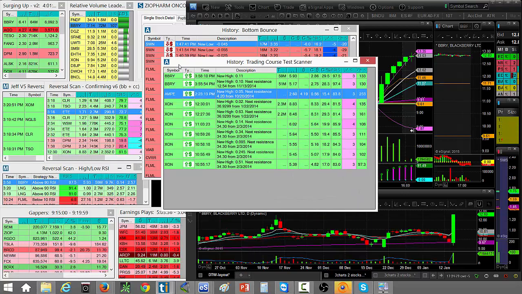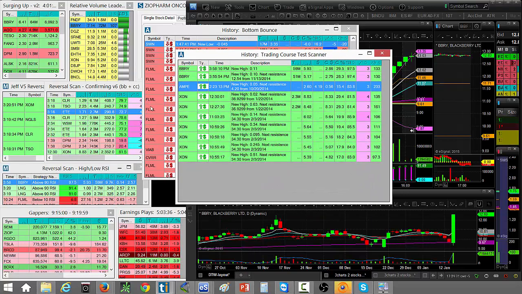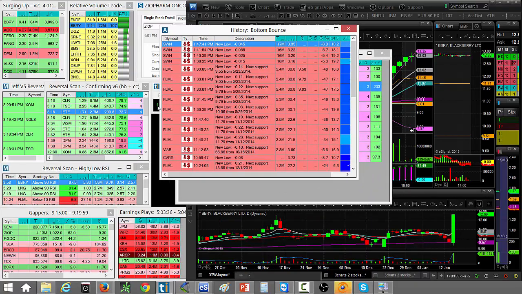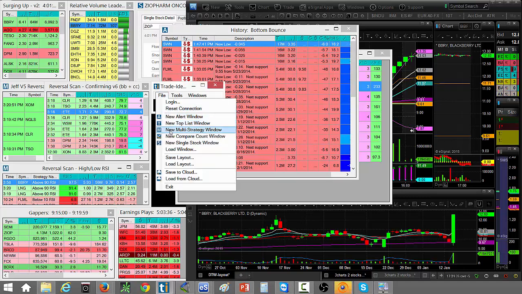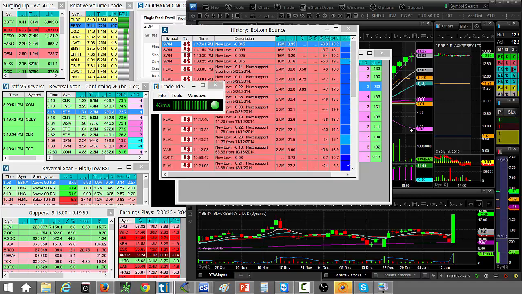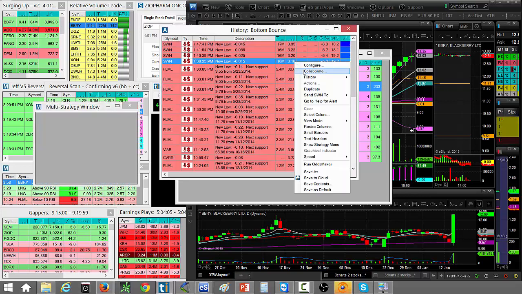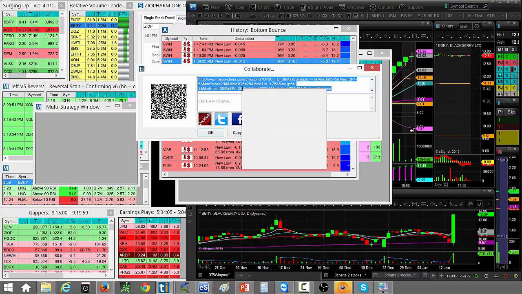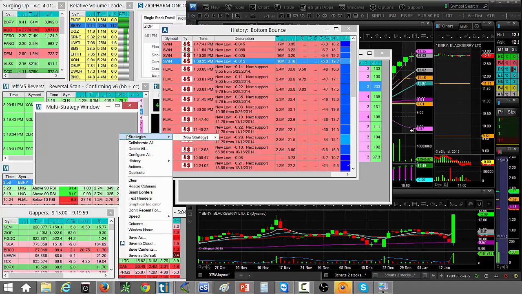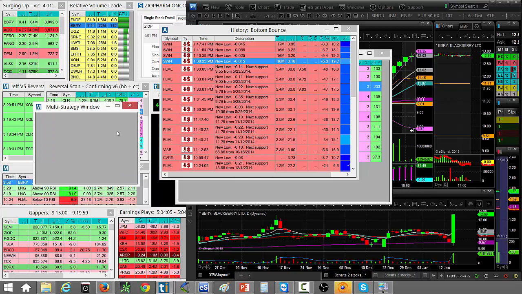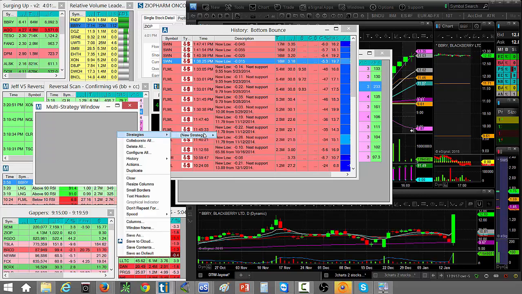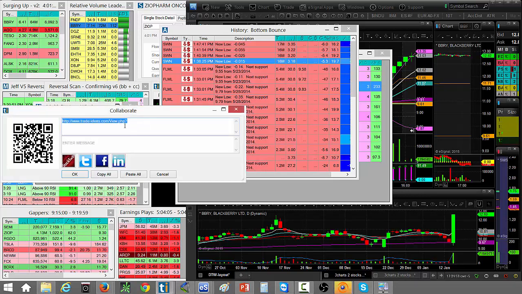So now we have these two scanners, but what you're probably thinking is, geez, that's really clunky. So let's make a new multi-strategy window that we were talking about before. I'll right click, collaborate, the bottom bounce, copy the whole thing. Strategies, new strategy, collaborate, and paste.